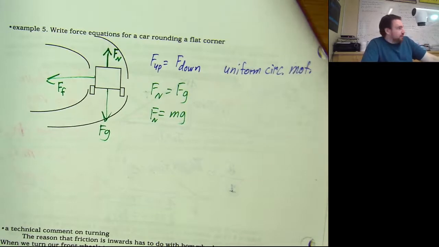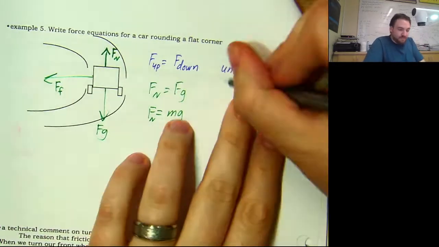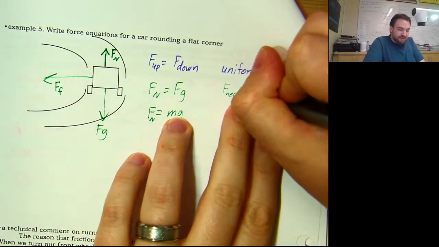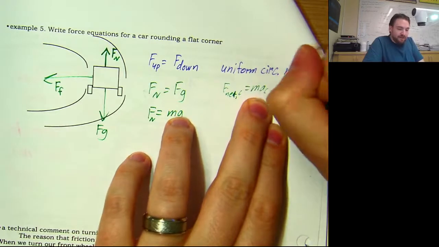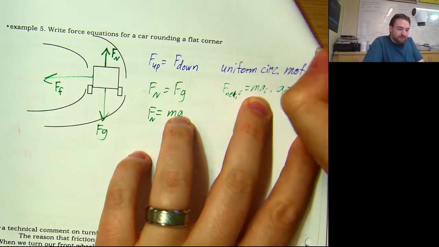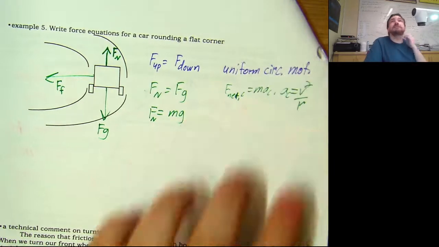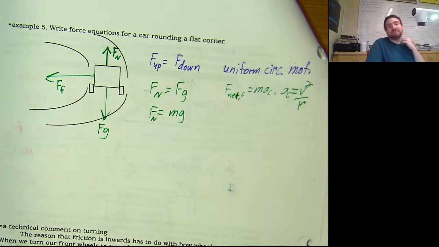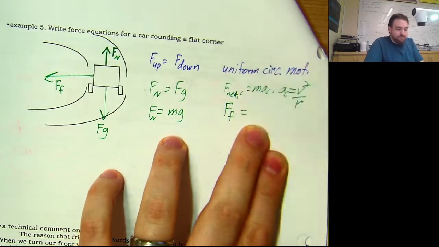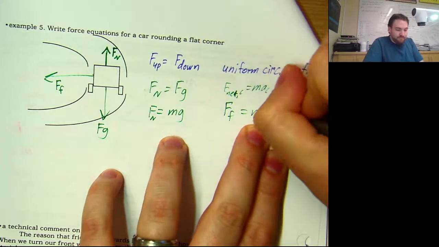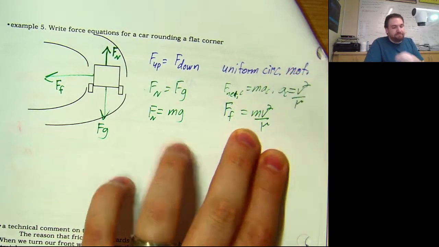Now my uniform circular motion tells me what? F net C equals m a C, where F net will be... Keep going.